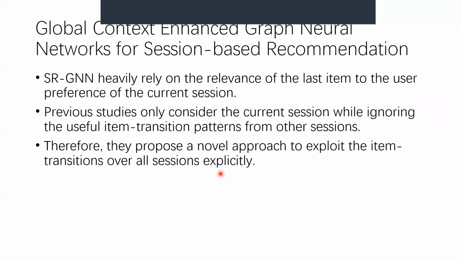So yeah, I'm going to move to the second paper. Its full name is Global Context Enhanced Graph Neural Networks for Session-Based Recommendation. According to this paper, SRGNN heavily relies on the relevance of the last item to get the user preference of the current session. Previous studies only consider the current session while ignoring the useful item transition patterns from other sessions. Therefore, they propose a novel approach to exploit the item transition over all sessions explicitly.